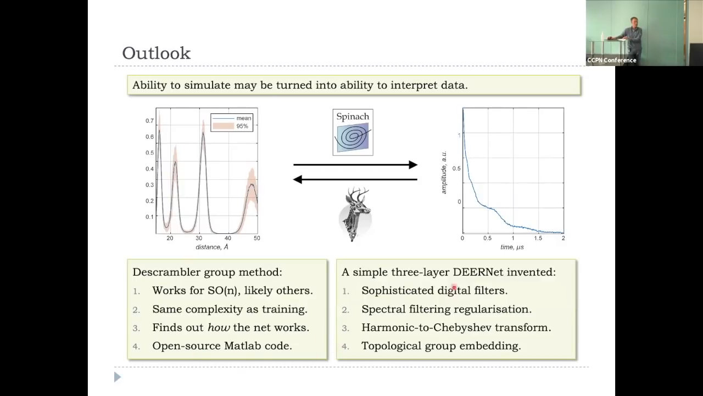And the fascinating conclusion is that a simple 3-layer fully connected network in 10 minutes of unattended training from a random initial guess has invented sophisticated digital filters, spectral filtering regularization, harmonic to Chebyshev transform, and topological group embedding. Now, as we told Leverhulme Trust, and they gave us the money, this is fascinating and slightly scary.